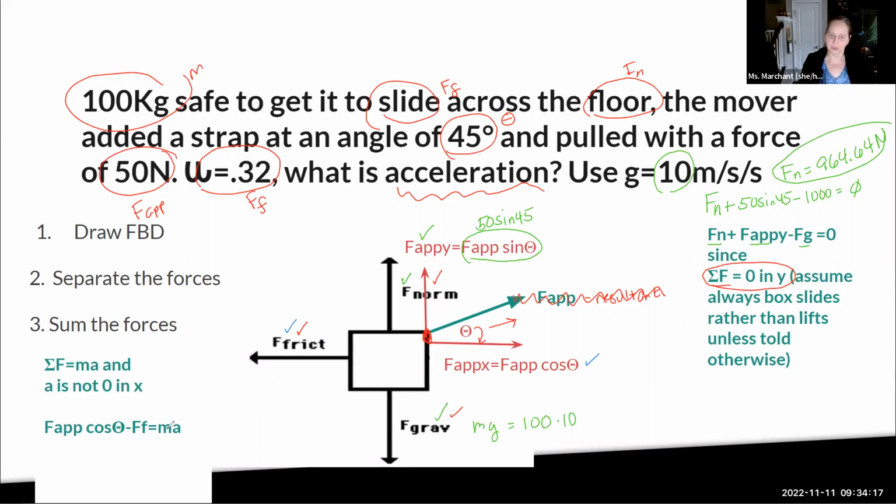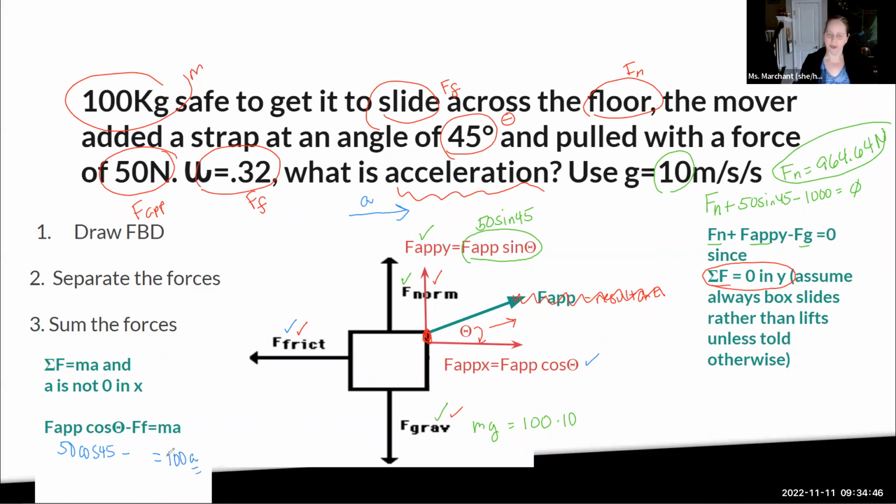This one does not equal 0 because we're trying to find the acceleration of the safe as it goes across. So our acceleration is to the right, and we're trying to figure that out. Force applied cosine theta, 50 times cosine 45, minus the force of friction. We don't know the force of friction, but I know I'm going to need an answer for that so that I can find my acceleration.